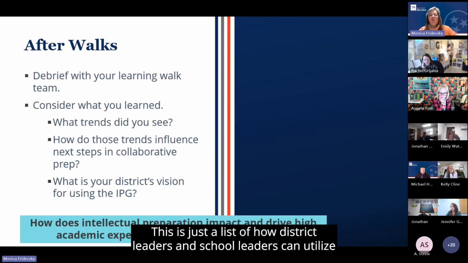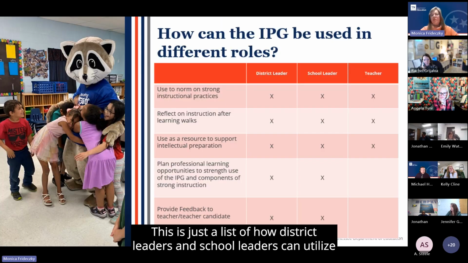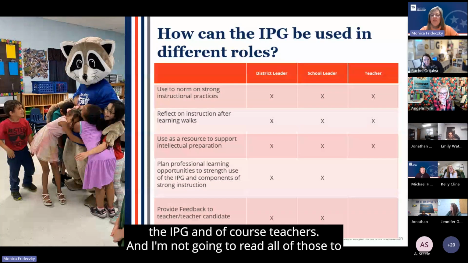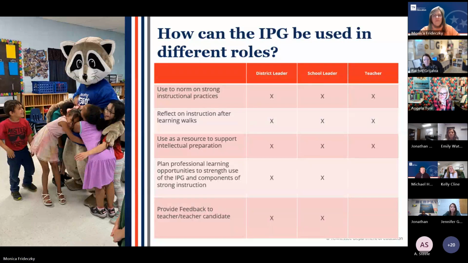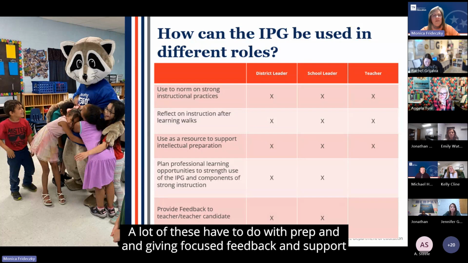This is just a list of how district leaders and school leaders can utilize the IPG, and of course teachers. And I'm not going to read all of those to you because you can see them. A lot of these have to do with prep and giving focused feedback and support for teachers.